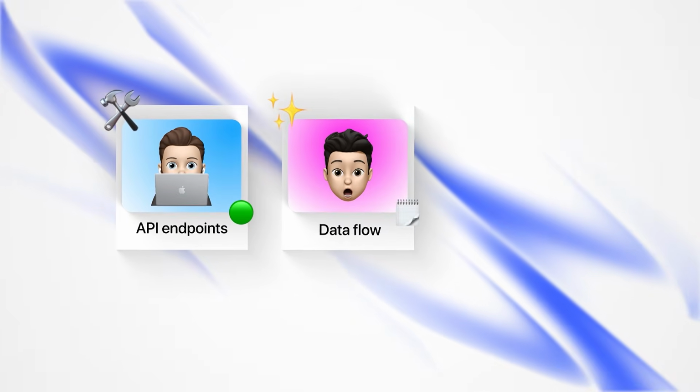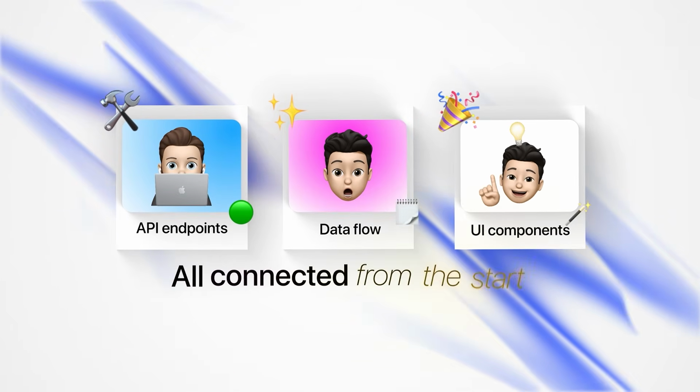So front end and back end coordination also just happen through the same process. You can prompt the agent to build both sides together, and it makes sure everything lines up. API endpoints, data flow, and UI components are all connected from the start, so you're not dealing with mismatches later on. Database management follows the same exact pattern.